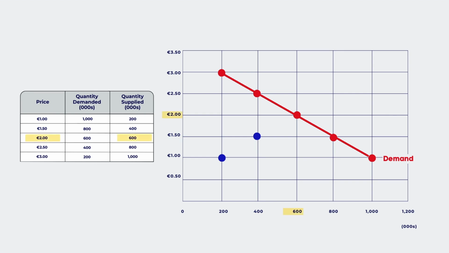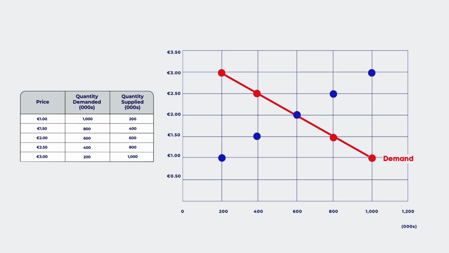At €2, the quantity supplied is 600, so we'll mark this on our graph. Now when we're charging €2 for the cereal, the manufacturer is supplying us with 600 units. At €2.50, the quantity supplied is 800. Where these two intersect, we'll make a mark on our graph. Now at €2.50, the manufacturer is providing us with 800 units. Finally, we have €3 and the quantity supplied is 1,000 units. We'll mark this on our graph. So when priced at €3, the manufacturer has given us 1,000 units of cereal to sell.